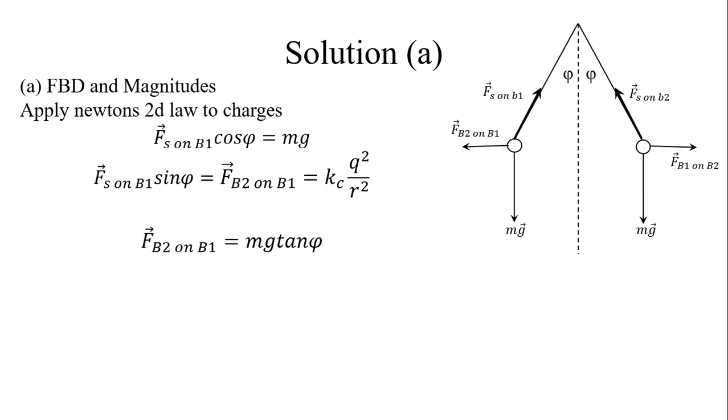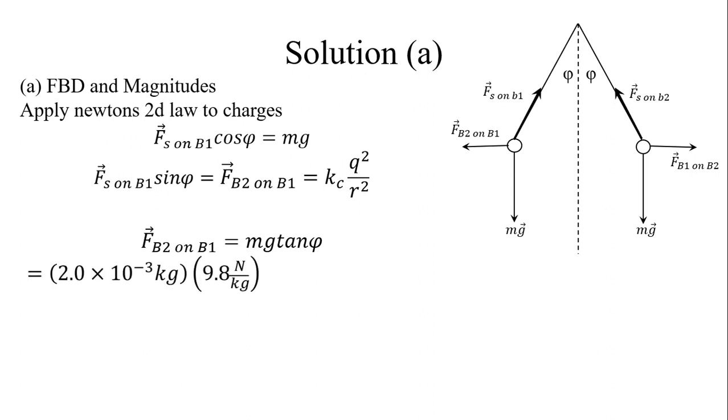So B2 on B1 is mg tan theta. Remember, this is the adjacent side like we just talked about. This is the opposite side. So mg tan theta would give us our opposite side. I don't know how you remember sine and cosine, whatever makes you happy.